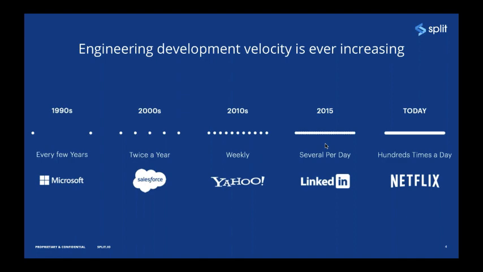So first, we're going to quickly talk about some of the industry trends that we're all really cognizant of and aware of. The first one is that engineering development velocity is ever increasing. If you look at the 1990s, Microsoft was shipping software every few years. In the 2000s, we saw Salesforce come to market and start shipping software twice a year. Today, peak performers like Netflix and LinkedIn are delivering hundreds of times, if not thousands of times a day.